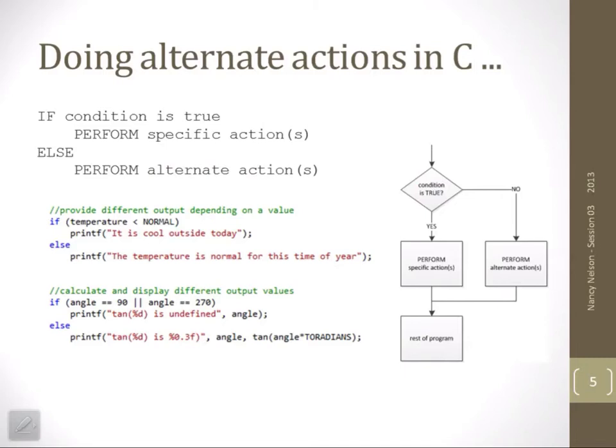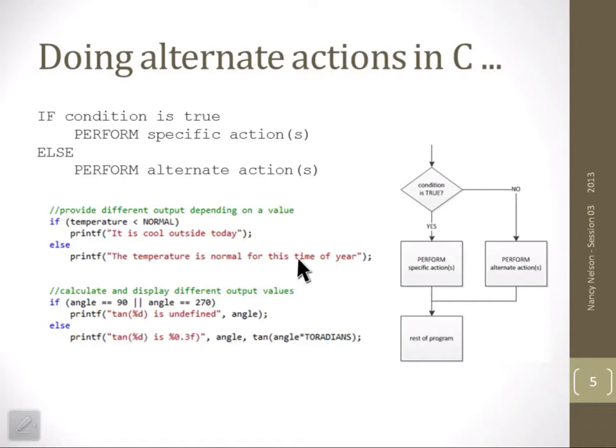Now we're going to look at a couple of C examples for an if-else structure. So let's look at our first test. We say, is the temperature less than normal? If it is, we're going to print it's cool outside. If it's not less than normal, we're going to print the temperature is normal for this time of year. So one test, two conditions, a true and a false.